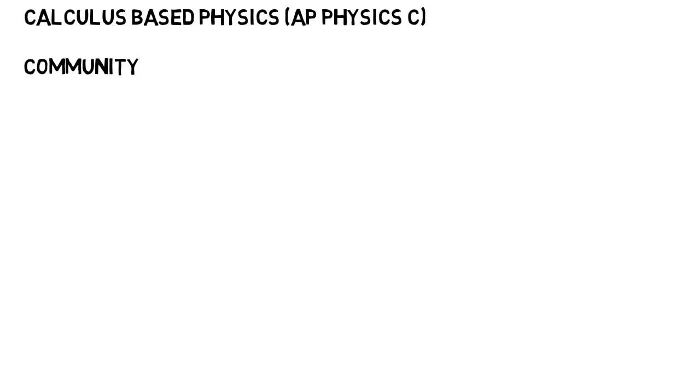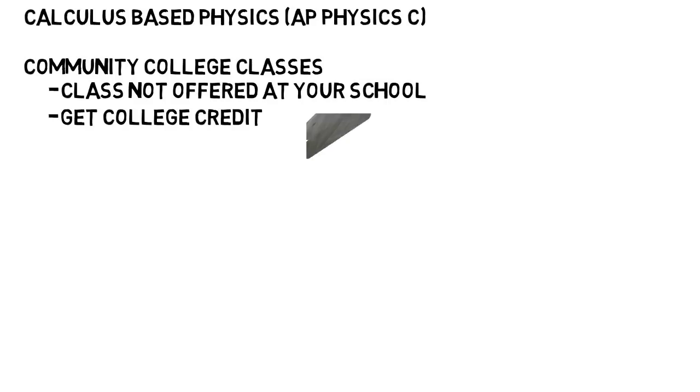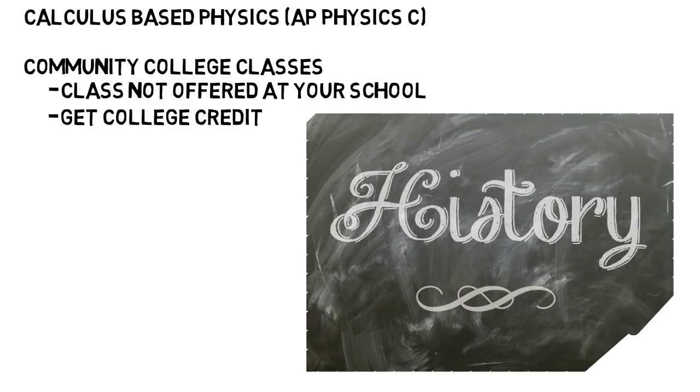And on the topic of classes, even while in high school, you can take classes at a community college, like in the evening, which is something I did. This helps if one, the class you want to take is not offered at your school, or two, you want to get college credit for that class. It could be a history course you just don't want to take in college, or maybe Calc 3 if you've taken all the math classes your high school offers.